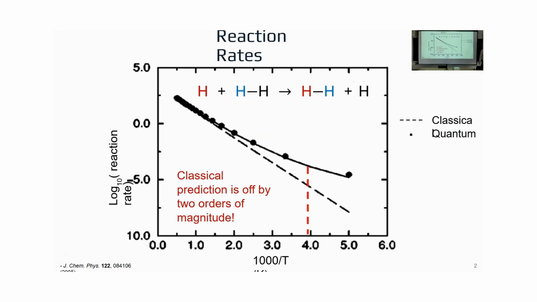The point that is highlighted here is the rate of the reaction at around room temperature. You see that the classical prediction for this rate is about 2 orders of magnitude off. As you can expect, this is because classical theory cannot predict tunneling, which is important in this reaction. So this is one example where nuclear motion needs to be treated quantum mechanically for an accurate description of the problem.